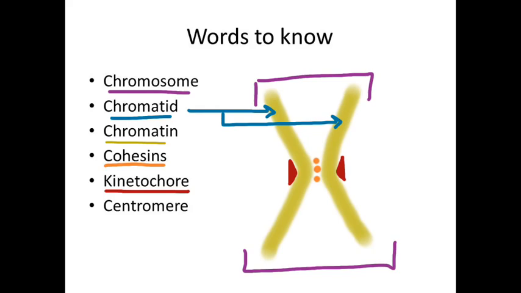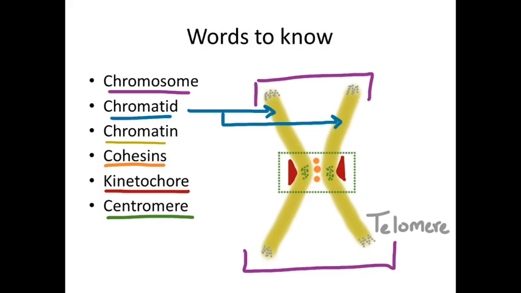And that whole region where those cohesins and kinetochore proteins bind is slightly different in sequence and folding and condensing than the rest of the chromosome, and we call that the centromere region. And so it's just a region of DNA, just like the telomeres are regions of DNA. So that, in a nutshell, are those pesky C and K words you need to know when you're talking about chromosomes and cell division.